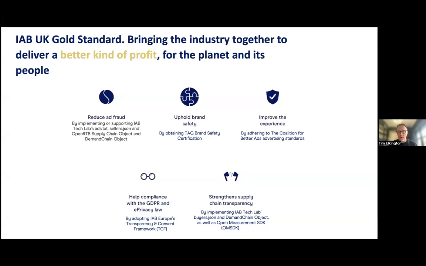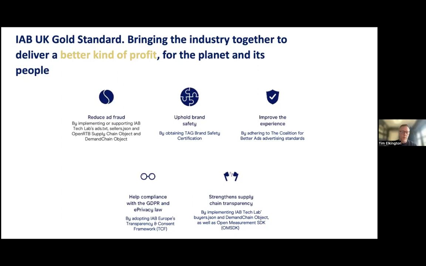So hopefully, you're all broadly familiar with this. The gold standard tackles some really important stuff. We announced it in 2017. We launched it in 2018. So it's 6 years old. And we've added pieces to the gold standard throughout to make it more effective. But the core things that it does is it reduces ad fraud by implementing a range of Tech Lab tools. It upholds brand safety. Everyone is TAG brand safety certified. We adhere to the Coalition for Better Advertising standards to make sure that consumers aren't served annoying ads which might cause them to install an ad blocker.